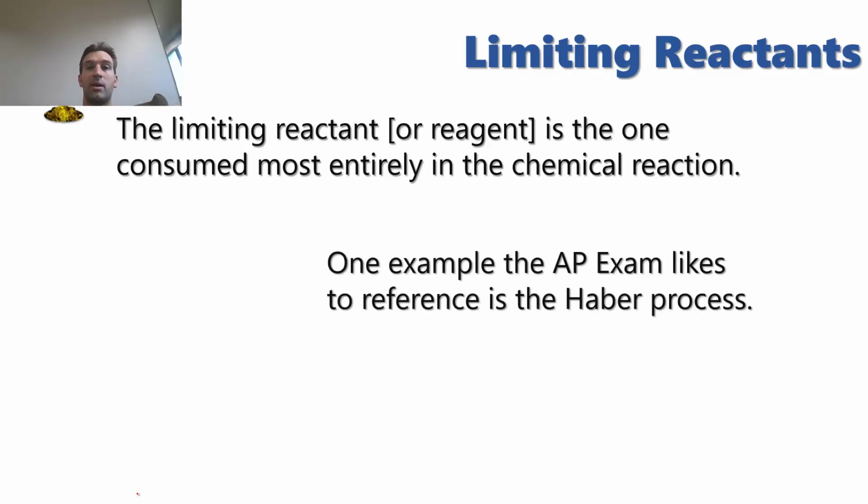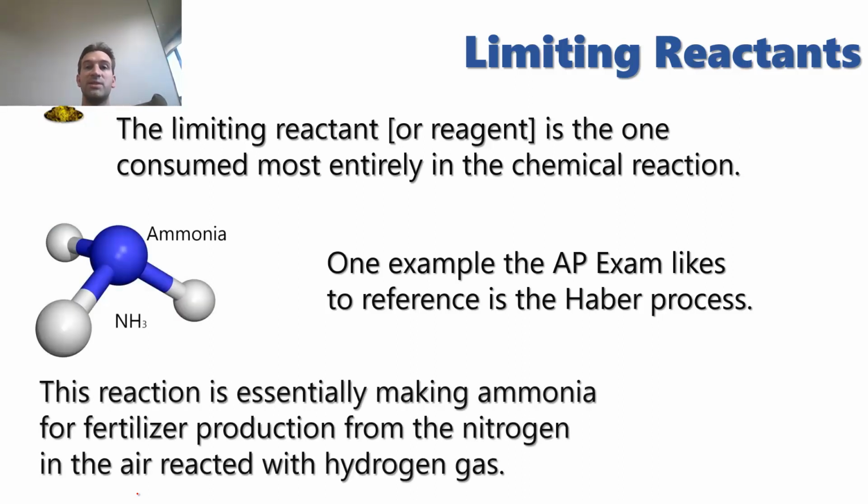One thing that the AP, the College Board group, likes to do is take advantage of the Haber process. The Haber process is essentially a production of ammonia. Ammonia is one of our key ingredients in fertilizers, and as a nation, we care a lot about fertilizer. So heads up, we're going to talk about this process of making ammonia.